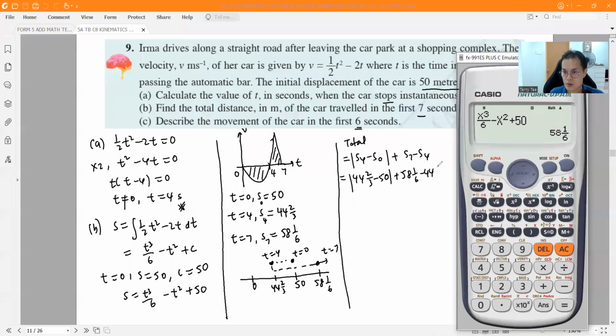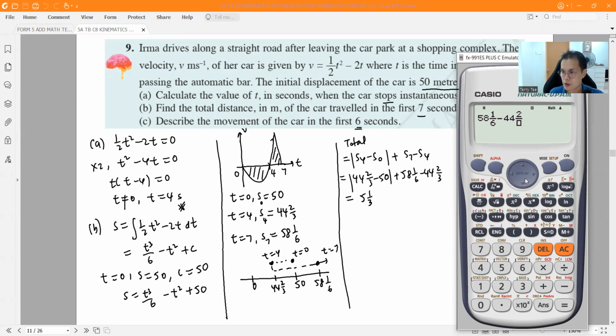44 2/3. This is 2/3 here. Okay, let's count. Now this will give us -5 1/3, but you can take the modulus, so it becomes positive. All right, and this one, when you subtract, this will be 58. Okay, just use a calculator. 58 1/6. You minus 44. Okay, I need to use this.